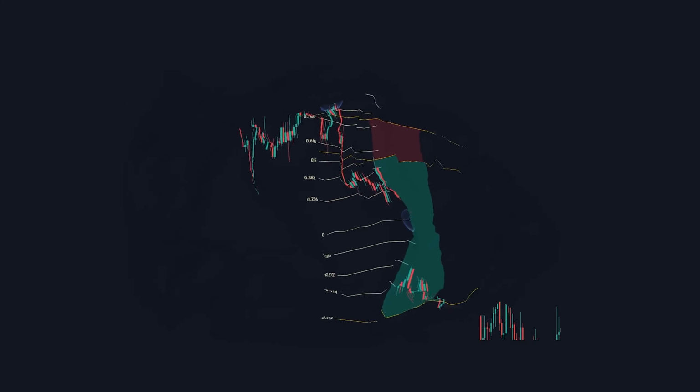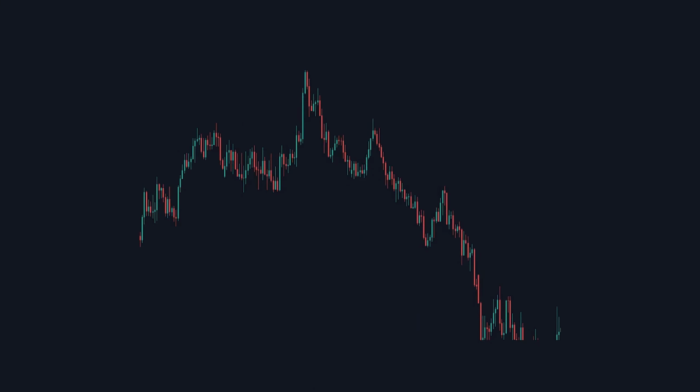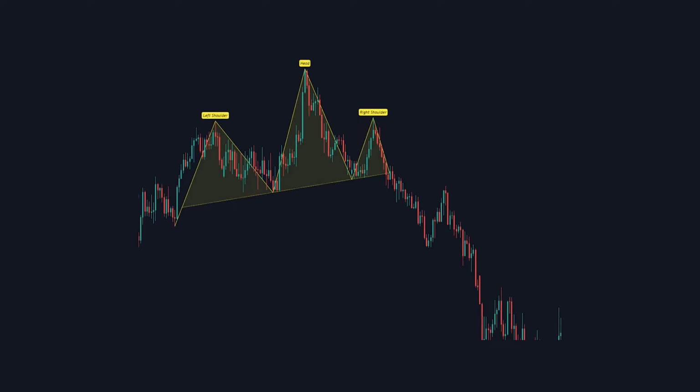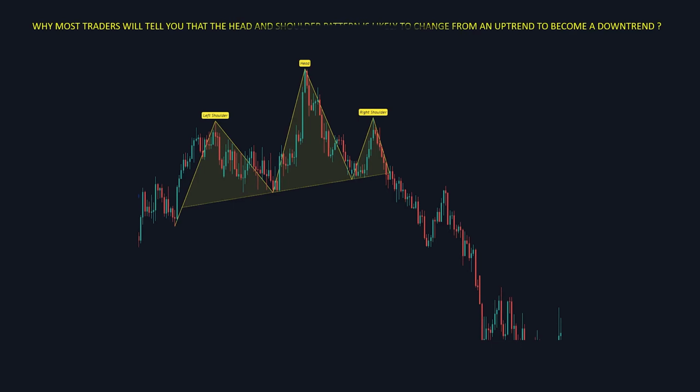Next, we can see a pattern that is easy to identify, and I believe that it is not difficult for traders who are following our channel to find this pattern. Now we're looking at a head and shoulder pattern. Why many traders will tell you that the head and shoulder pattern is likely to change from an uptrend to become a downtrend? Now let's take a look at why most people say this, what it means and what causes people to think of head and shoulder pattern as an uptrend or downtrend ending.